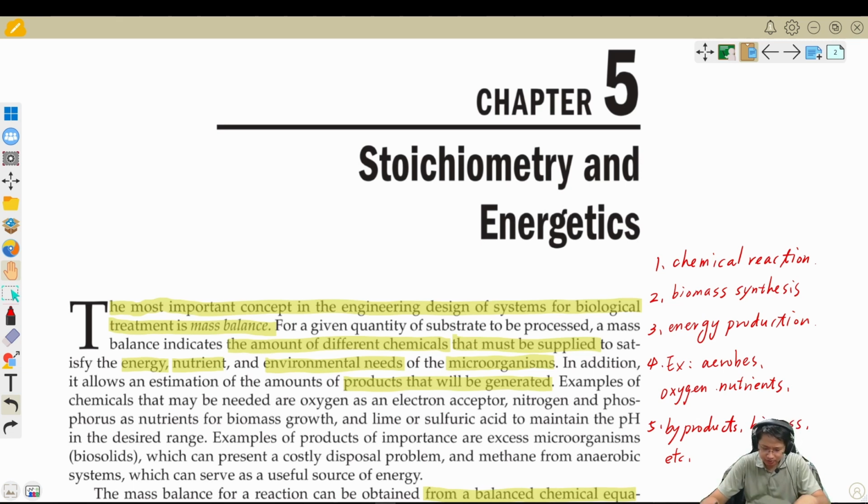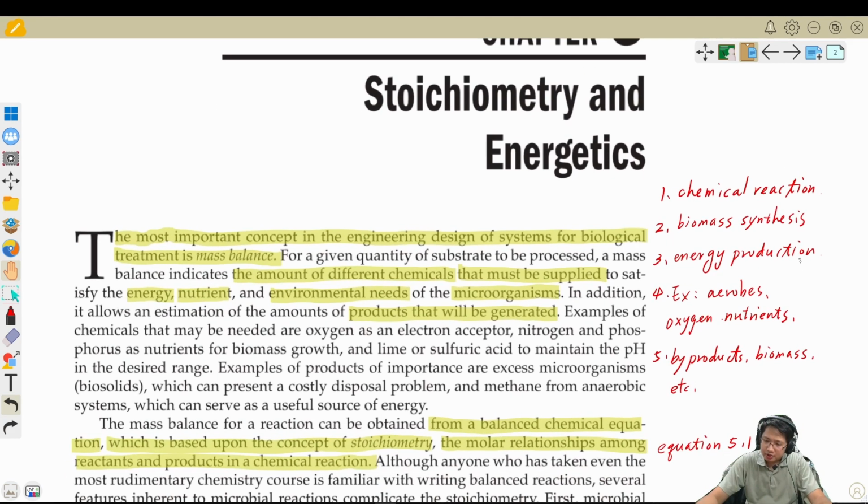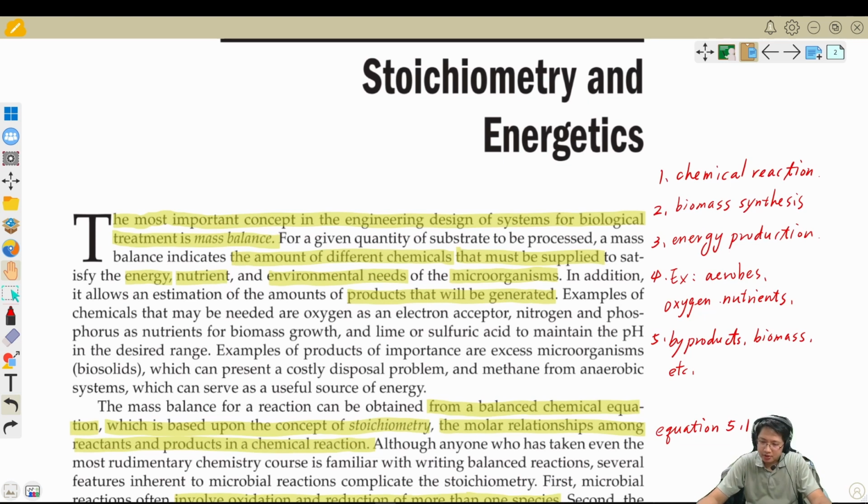The mass balance comes from the chemical reactions we are going to be balancing, including the energy, the nutrients, and also vitamins and trace elements that microorganisms use for growth. So it includes biomass synthesis and also the energy production during their metabolism.